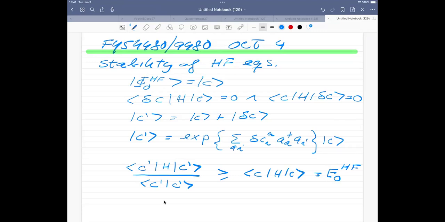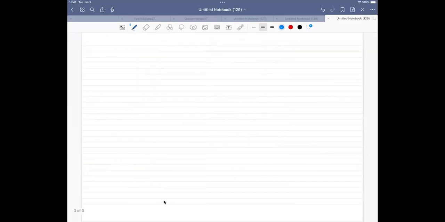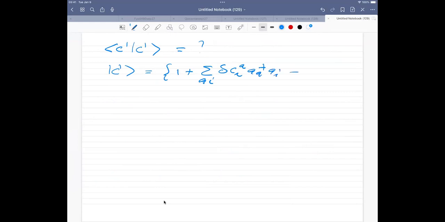So let's now see what we get if we take the norm of the denominator which we have. If we take that denominator, C prime, and write this out, what are we going to get? Let's write out the wave function first, this C prime. This will be given by 1, as we also wrote yesterday, and then we're going to have a delta C_I^A of a_A^† a_I, plus the higher order terms.